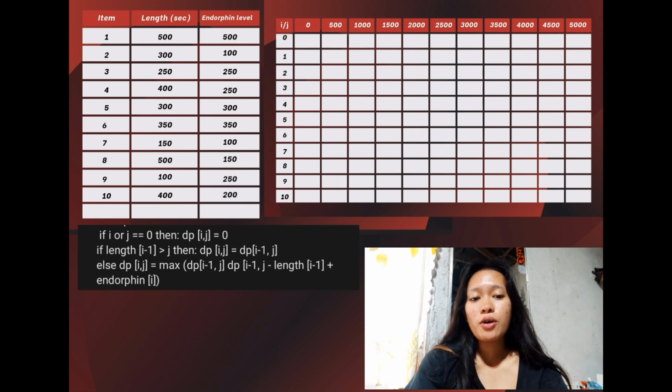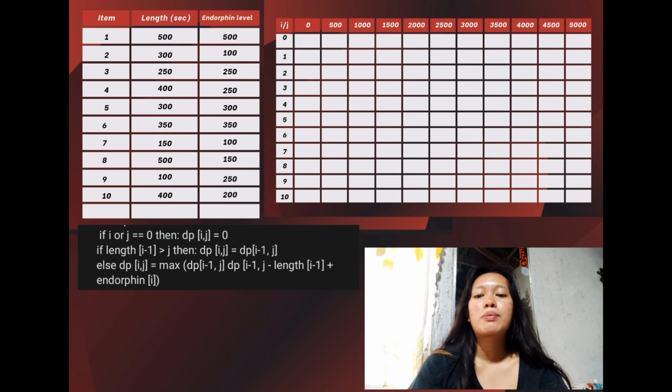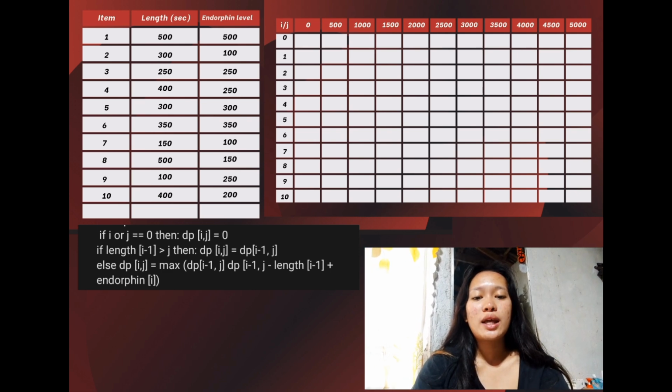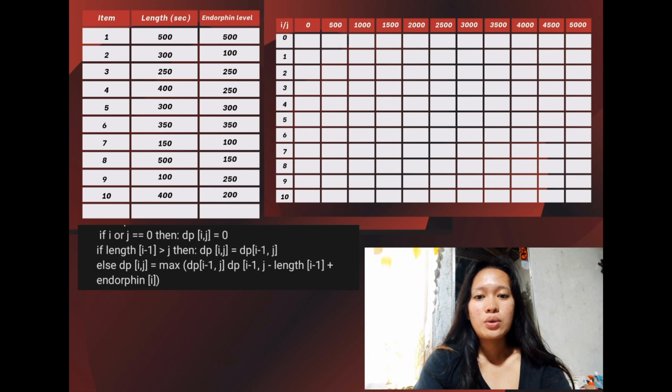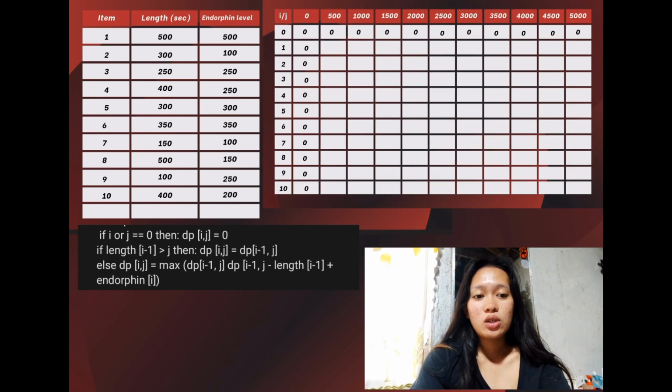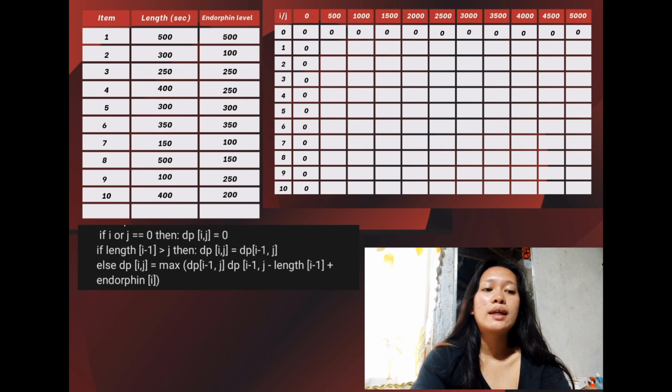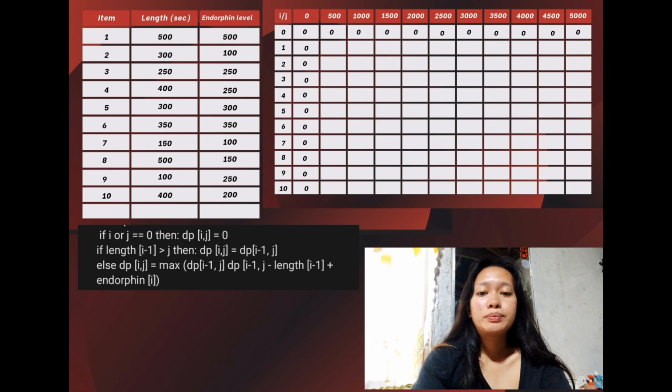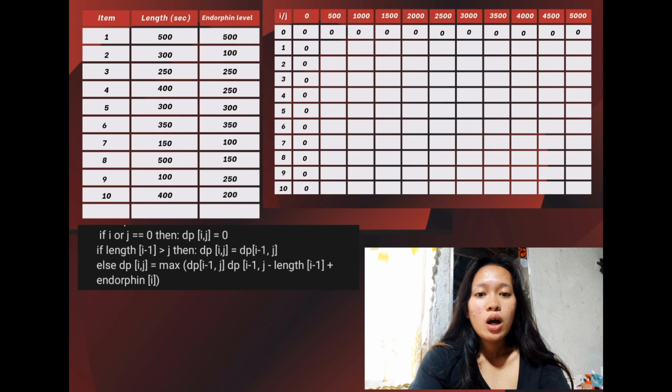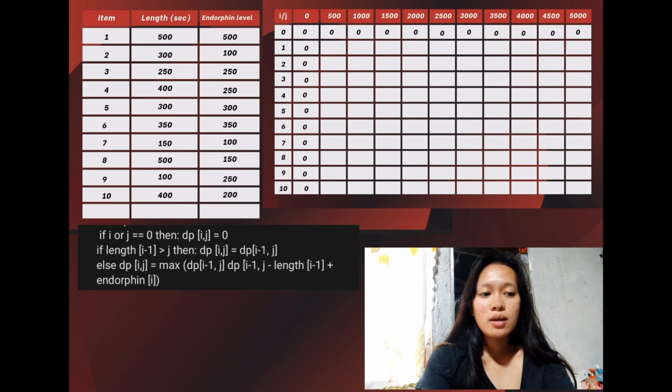Now, let's start. The first formula or rule here in 0, 1 sa dynamic programming is if i or j is equal to 0, then dp[i][j] is equal to 0. So, we're just going to initialize it since yun yung sabi sa rule natin. And on the first formula, once na ma-initialize natin ang column na to, we will come up na sa susunod na column, which is the column 500.